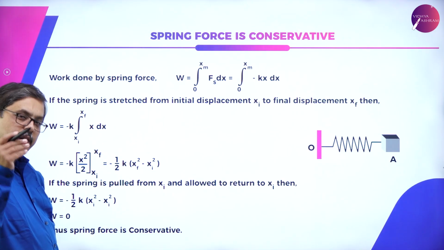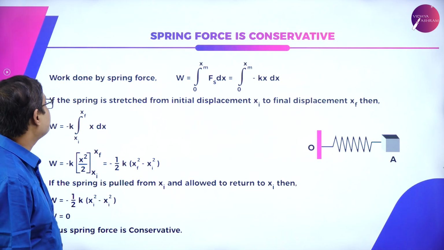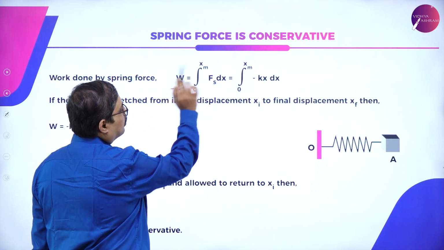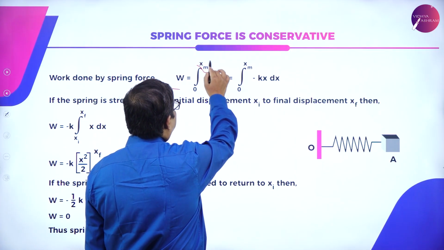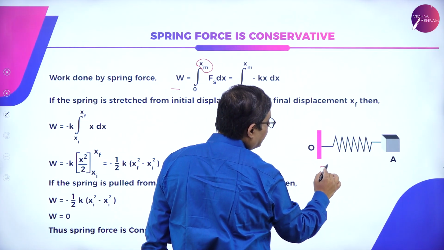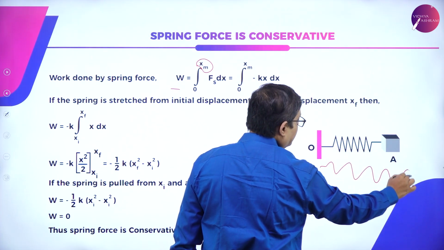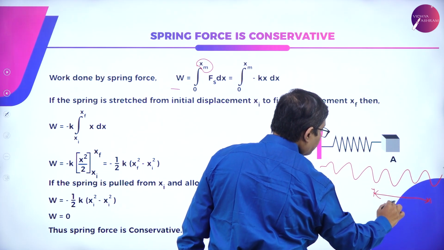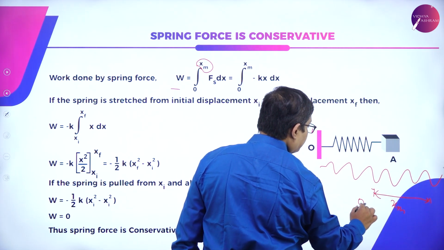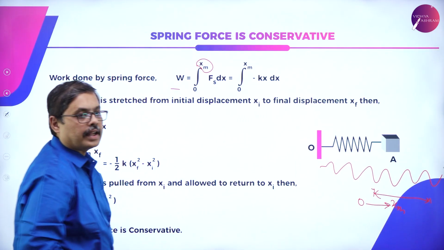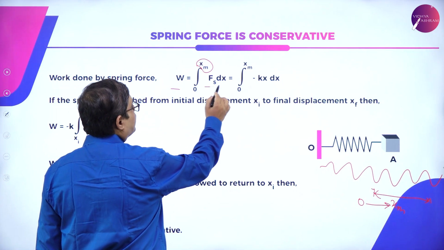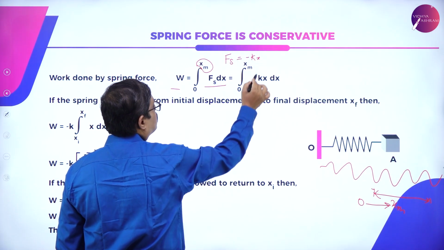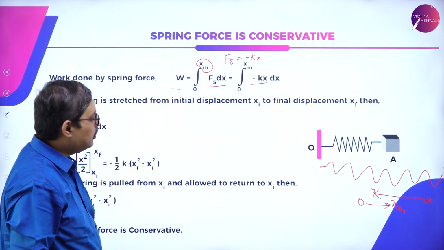Now let us prove that spring force is also conservative in nature. Work done by the spring force is given by W equals integral 0 to xm. Why have I taken this xm? Suppose this spring is stretched by a distance of xm. So from 0 to xm, that is the limit under which this integration can happen. F of s dx. We know that spring force equals minus kx. So you can also write it as minus kx into dx.